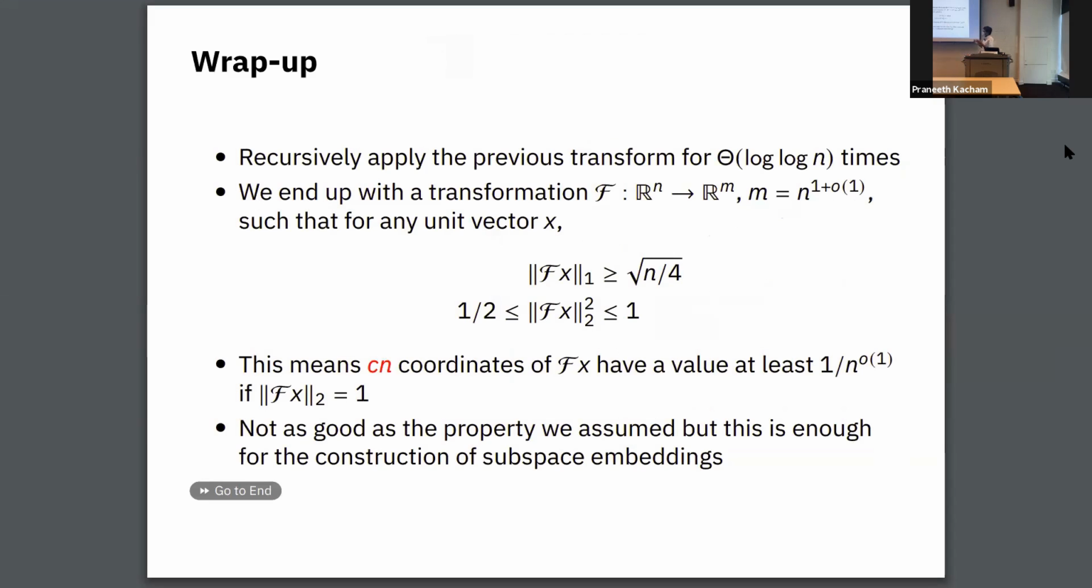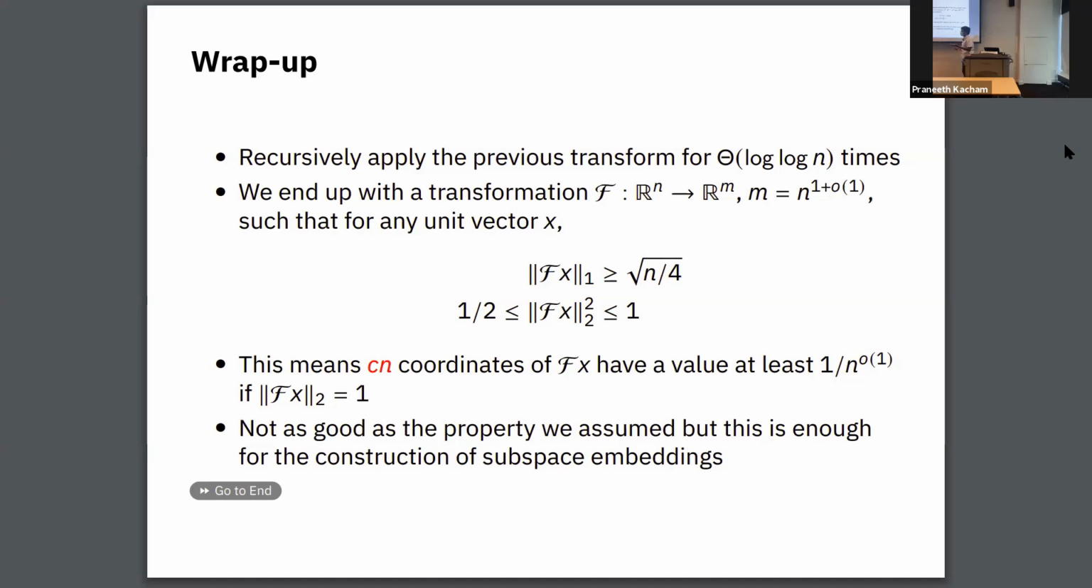And at the end, the vector we obtain, I'm denoting it with a curly fx, has this property that its one norm, that is just the sum of absolute values of coordinates of curly f times x, is at least square root n by 4. It's pretty large. You start with an n-dimensional vector and you end up with an n log n type vector, such that its L1 norm is large, but its squared Euclidean norm is still between half and 1.